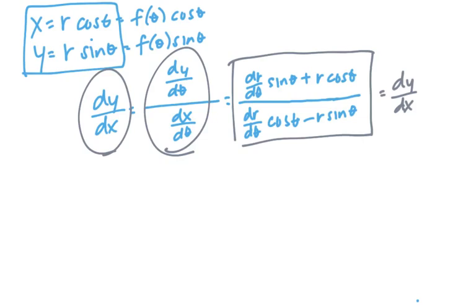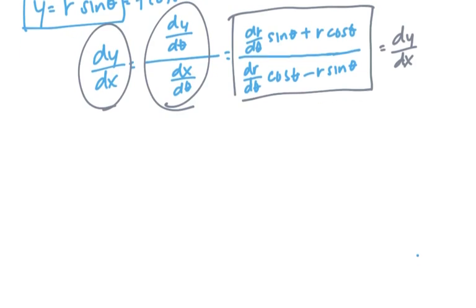Now, we have an example that says, for the cardioid r equals 1 plus sine theta, find the slope of the tangent line when theta equals pi over 3.